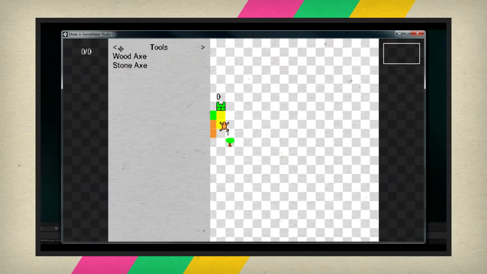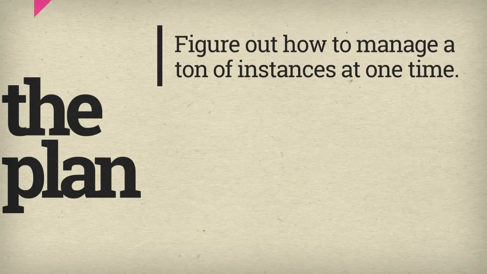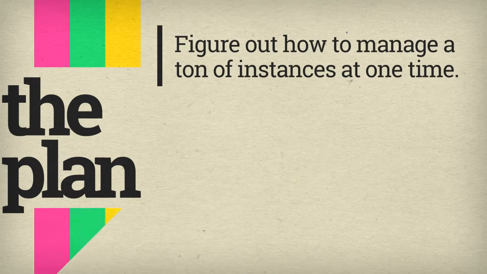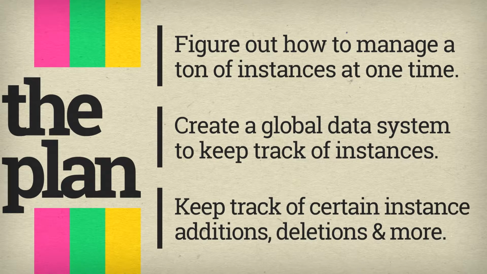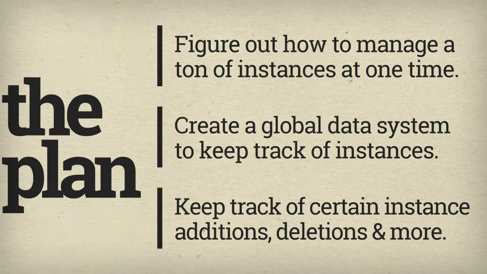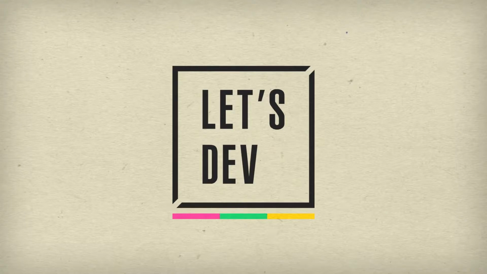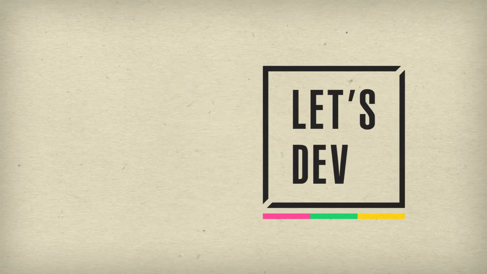And today we're going to be tackling a monster and figuring out how to manage a large number of instances at once. We'll be doing this by trying to create a global data system. This system will need to be able to add, remove, and modify data for, theoretically, a lot of objects in our game. This is a big, tough order, so let's get to it.